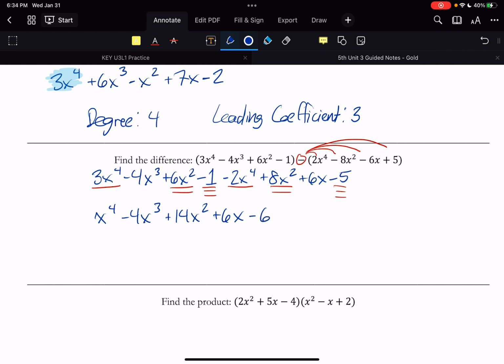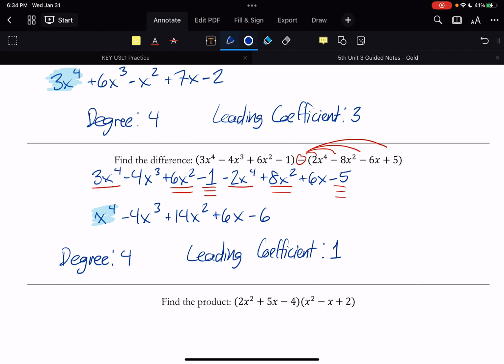So I just found the difference between those polynomials, and now looking at my leading term, I see that the degree of the polynomial expression is 4, and that the leading coefficient is 1, because we know there's always an unwritten 1.